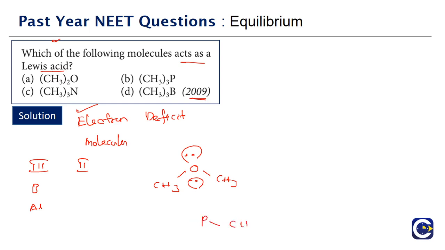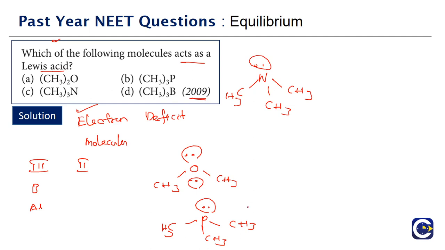Similarly, PCH3 thrice. Here also, after forming 3 bonds with the methyl groups, phosphorus will still have a lone pair. Same is the case with the tertiary amine given here. It also has a lone pair of electrons on the nitrogen. That also will act as a Lewis base. They will not act as Lewis acids.